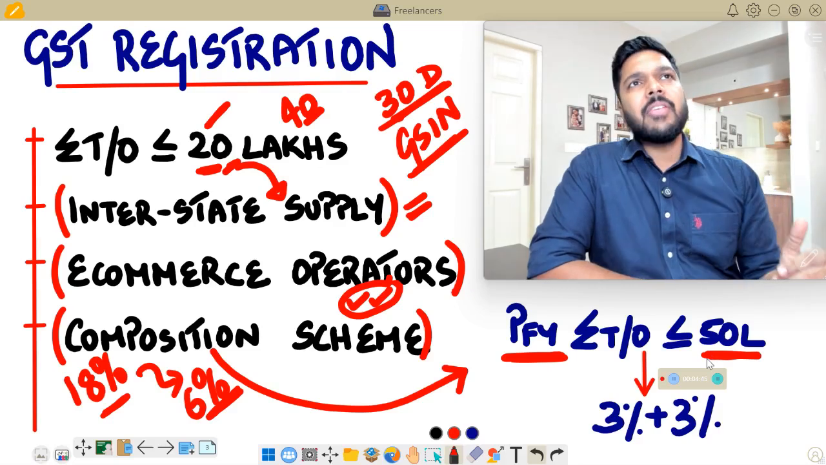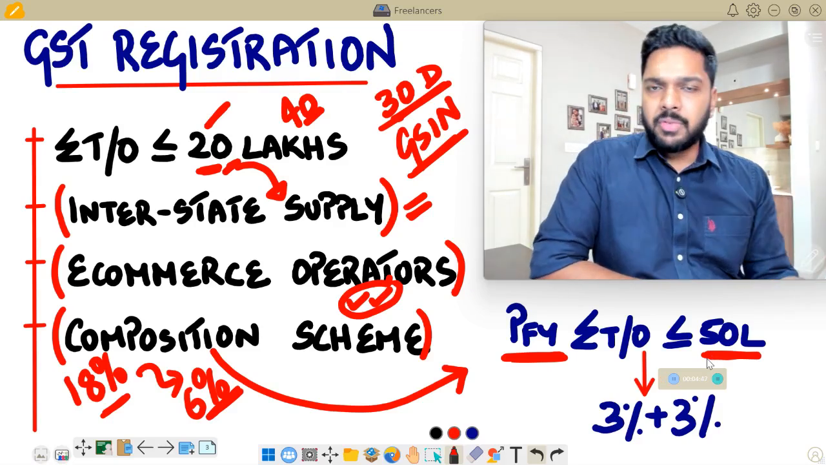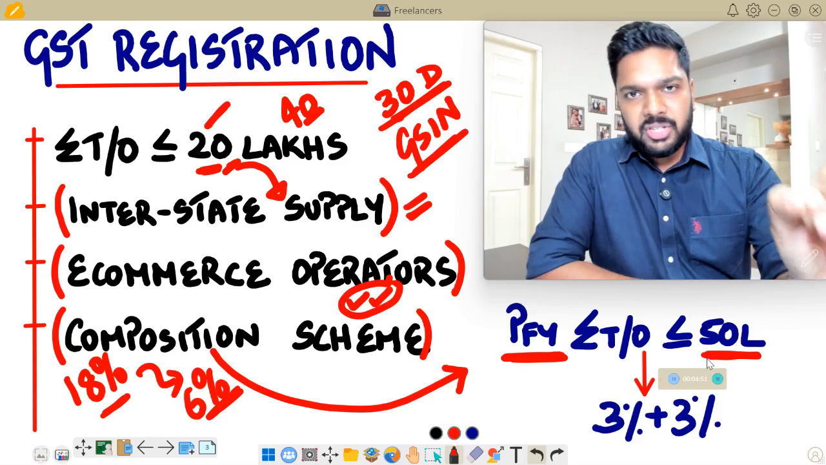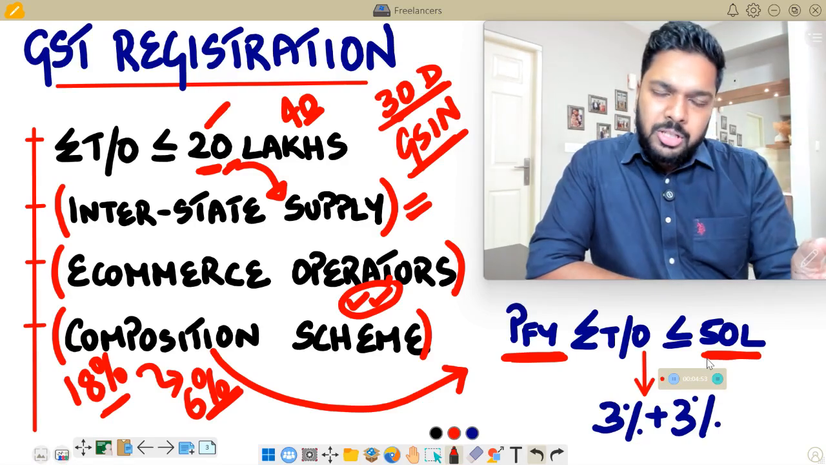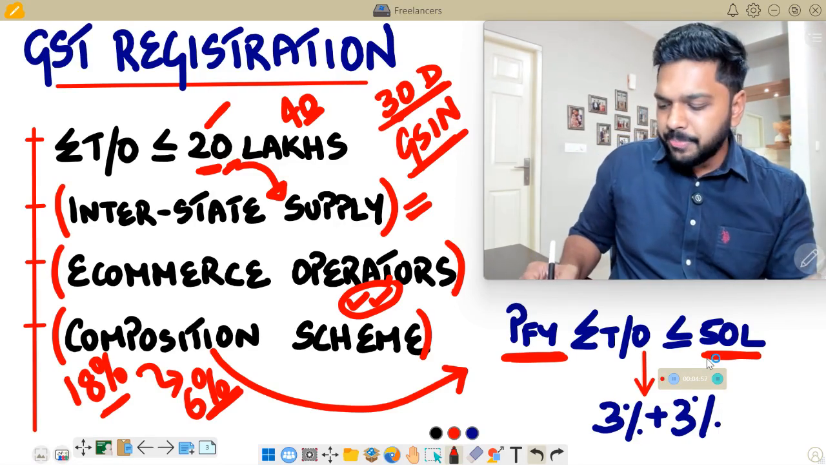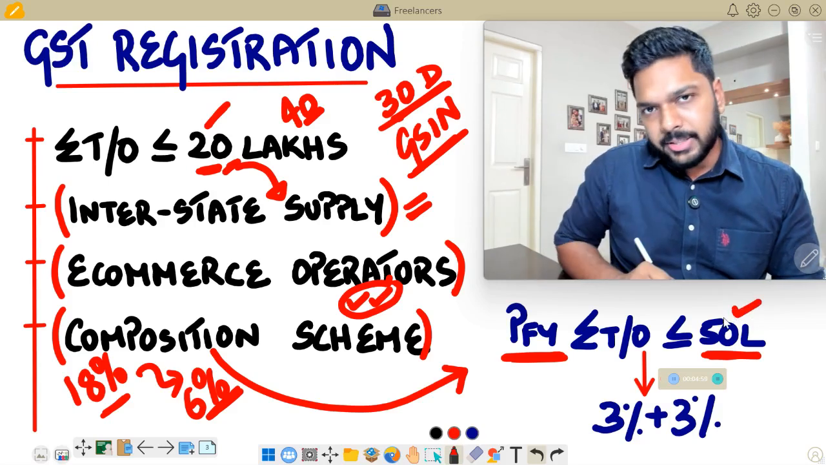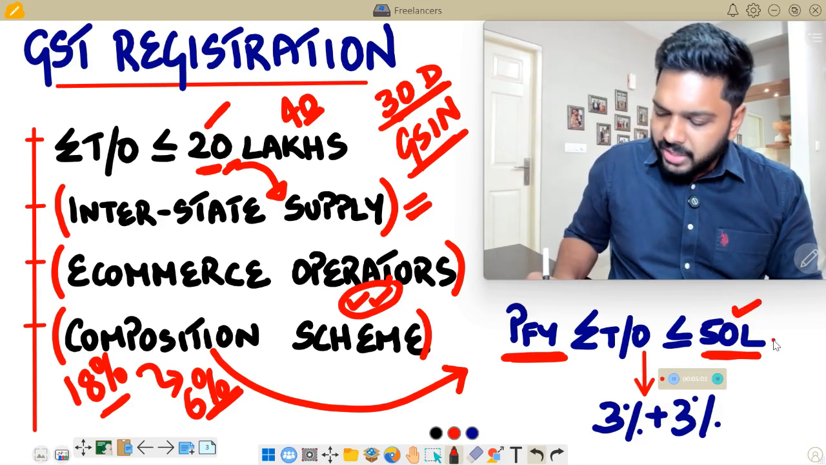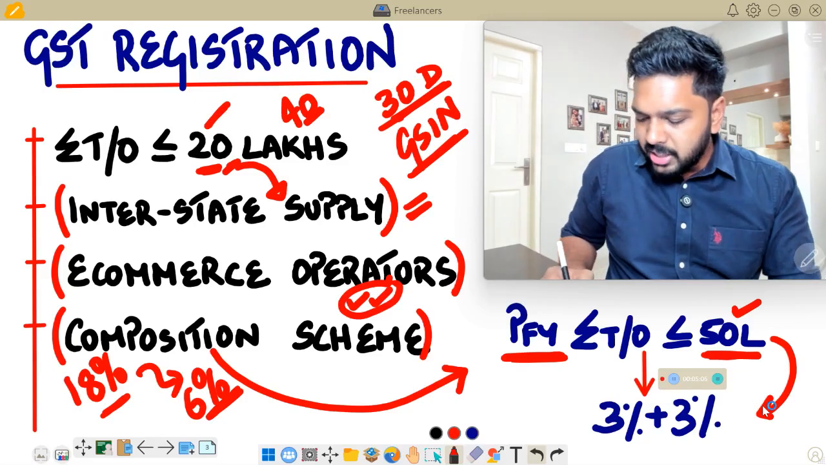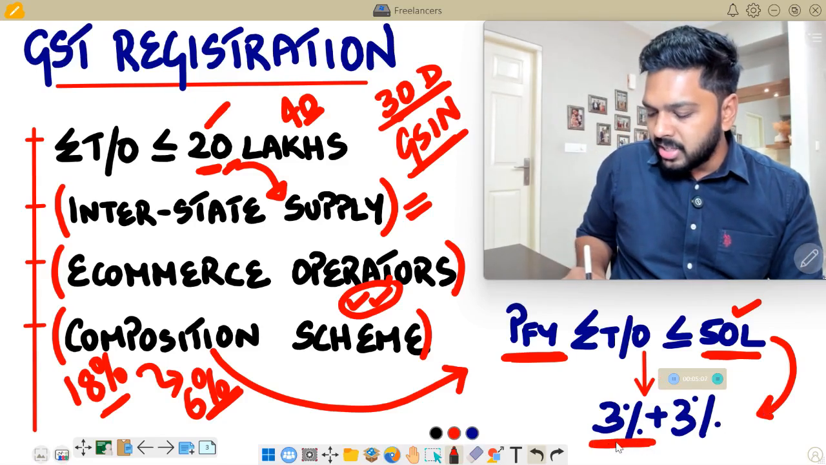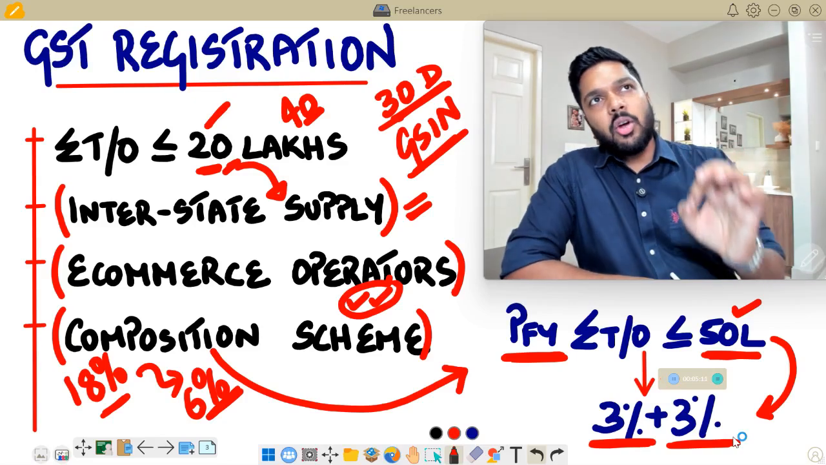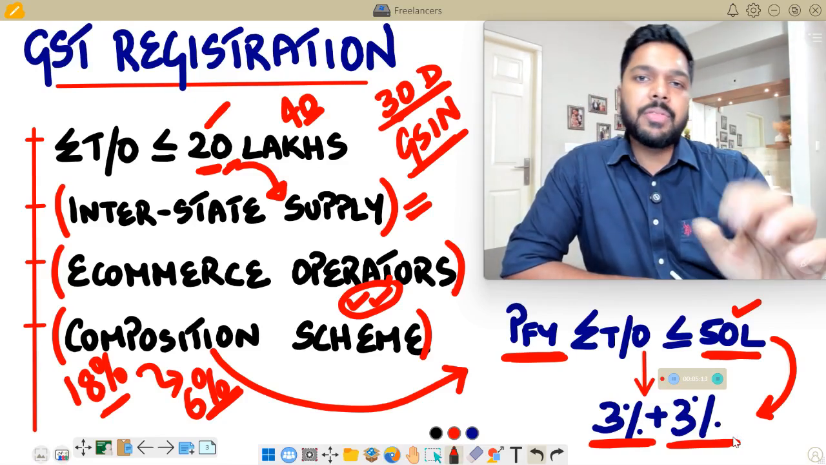But if you're, say, having a turnover threshold aggregate in the previous financial year of, let's say, 45 lakhs, then you are liable for a GST registration, but you can register yourself as a composition taxpayer because your turnover threshold aggregate in the preceding financial year is not exceeding 50 lakhs. And if that's the condition, then you can end up paying a meager GST, only 6% on the taxable value, which is 3% CGST, 3% IGST. But the catch here is that you cannot be involved in interstate supply of services.